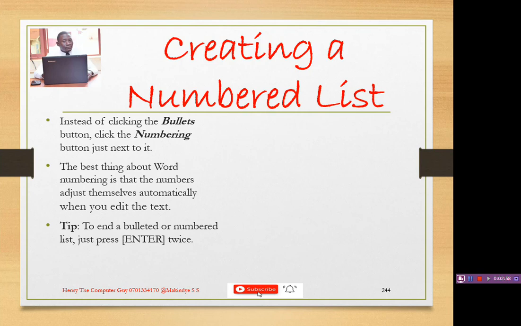And we have a tip down here. To end a bullet or numbered list, just press enter twice. That means that you're going to press the enter or return key twice to end the list that you have been using. And this is how the bullet will look, and this is how the number will look. Both have the options of the drop-down list. That means that they have a variety of options you can select from.